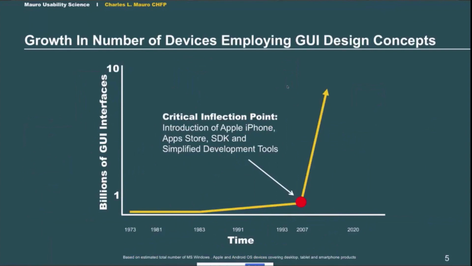The GUI is probably the most widely utilized form of basic technology for interacting with machines today. We had this inflection point with the introduction of the iPhone, the App Store, the Apple SDK, and also the introduction of simplified software development tools. So what we see now is almost a vertical line in terms of the application of GUI devices. And this, of course, took a big turn further with the introduction of the Apple Watch and wearables.